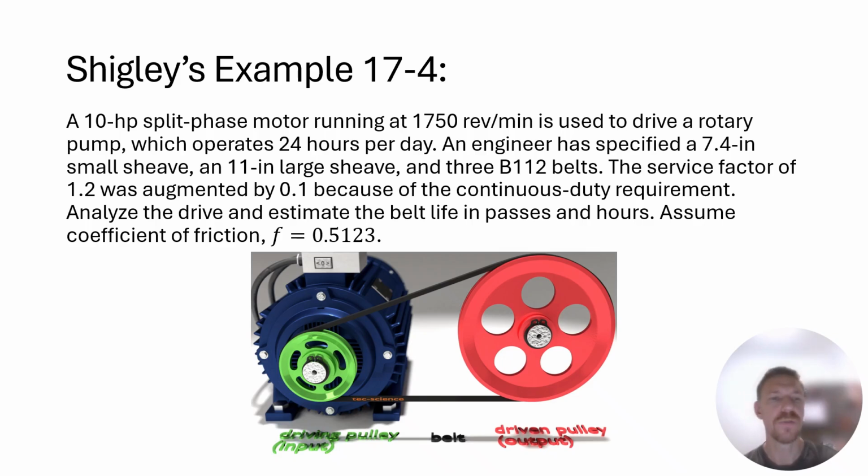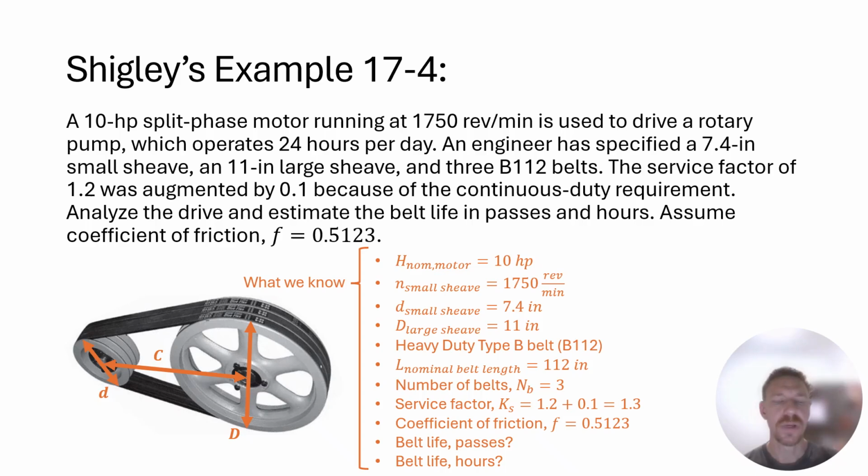The service factor of 1.2 is augmented by 0.1 because of the continuous duty requirement. Analyze the drive and estimate the belt life in passes and hours, assuming a coefficient of friction f equals 0.5123. You see here an image of a motor with a small sheave and a large sheave. So let's look at the givens from the problem.